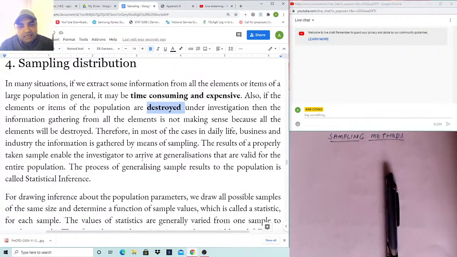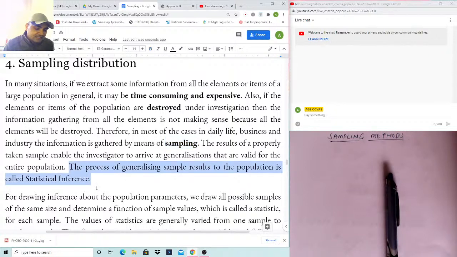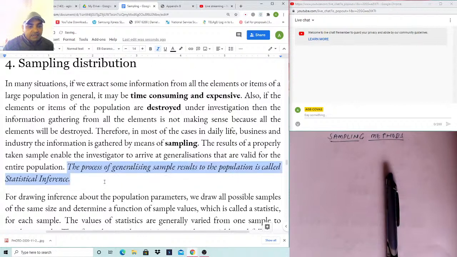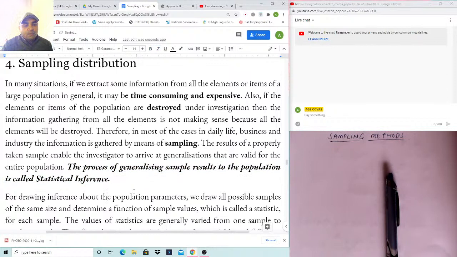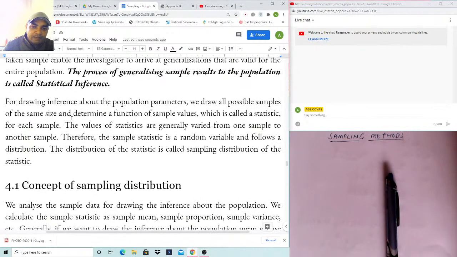Therefore, in most cases in daily life, business and industry, the information is gathered by means of sampling, and that is what we are studying. The result of a properly taken sample enables the investigator to arrive at generalizations that are valid for the entire population, right? The process of generalizing sample results to the population is called statistical inference, and hence the name inferential statistics. For drawing inference about the population parameters, we draw all possible samples of the same size, and determine a function of the sample values.